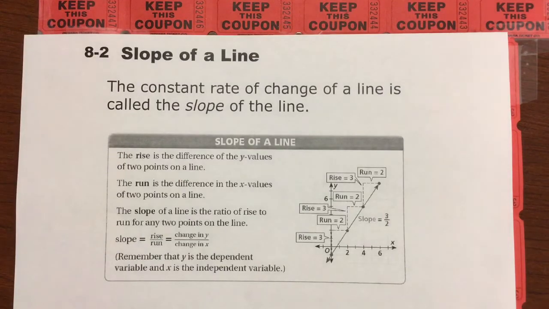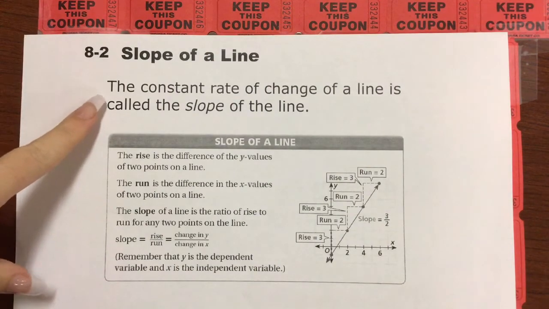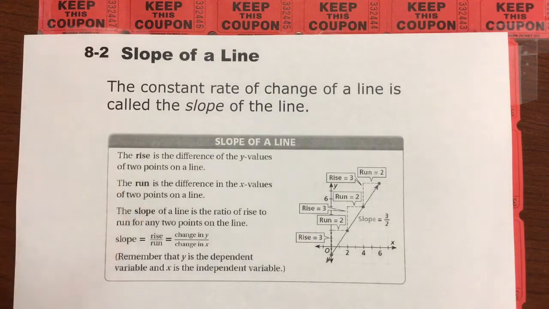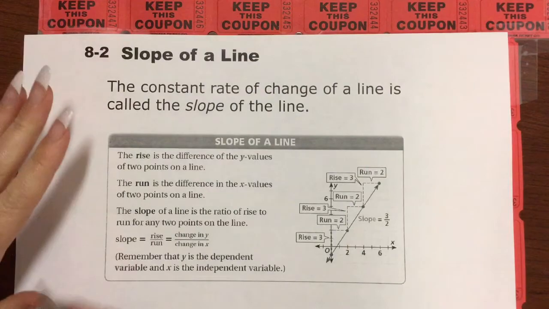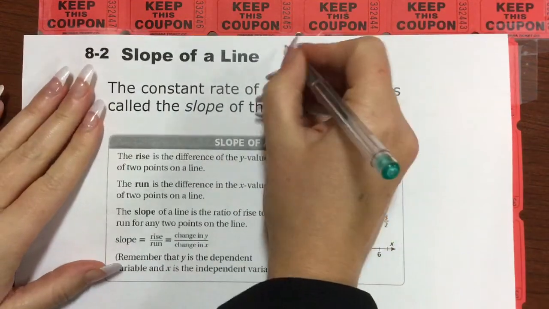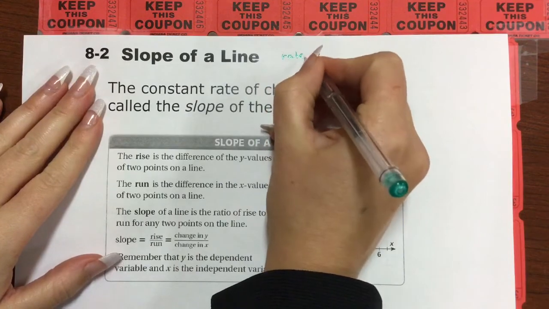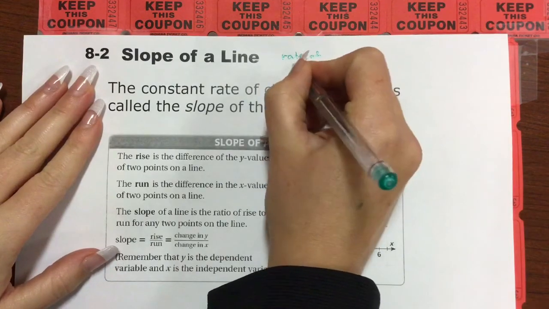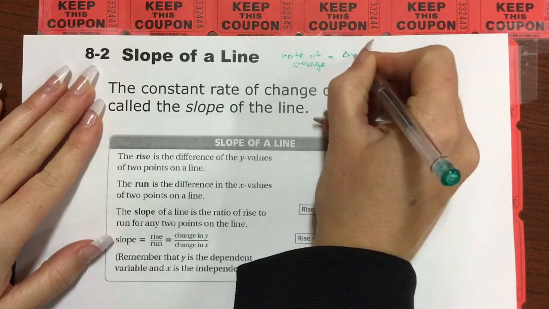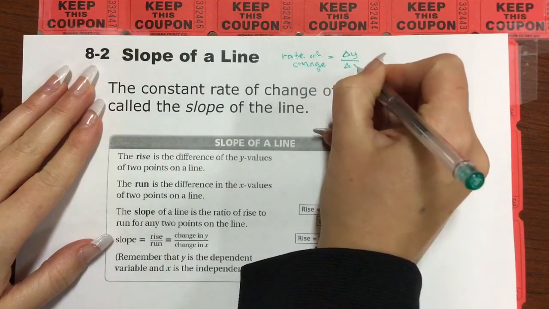Chapter 8, Lesson 2 is about the slope of the line. We're going to be looking at how to calculate the slopes of lines. This states that the constant rate of change of a line is called the slope of the line. And remember, we talked about constant rate of change before, and we said the rate of change was equal to the change in y over the change in x.